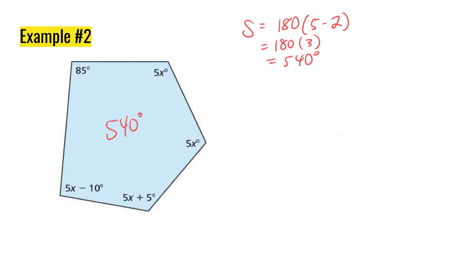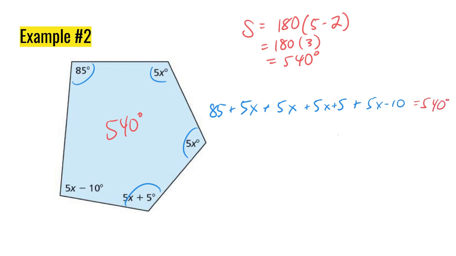I'm going to go ahead and add up my angles, starting with 85, and now I have an algebraic expression, but I can work with that. I have 5x, another 5x, 5x plus 5, and lastly, 5x minus 10, all adding up to that sum we found of 540 degrees.